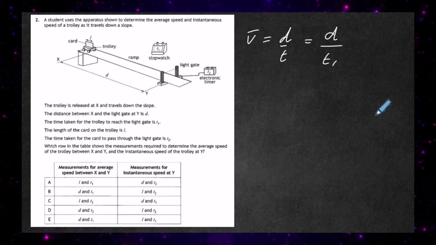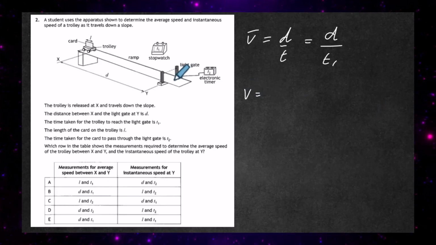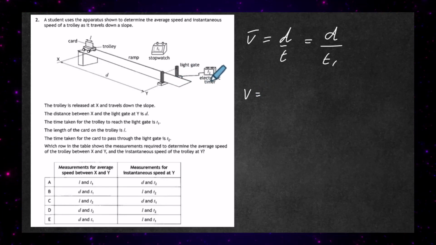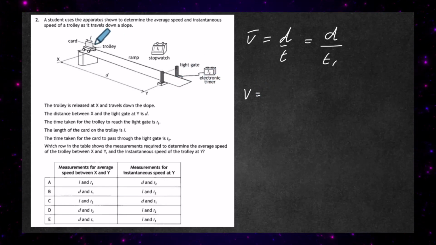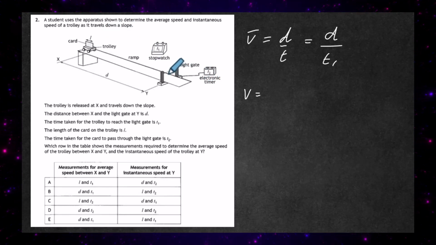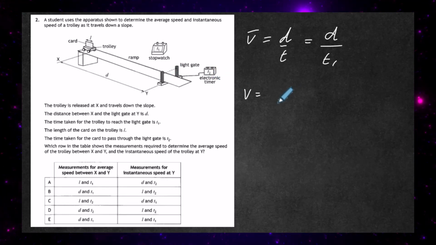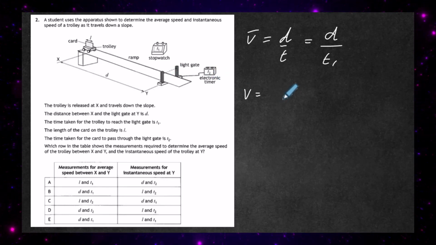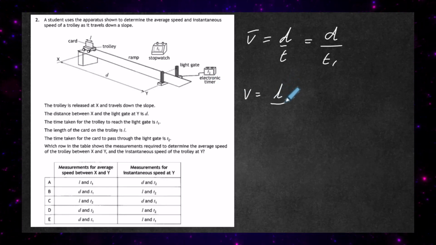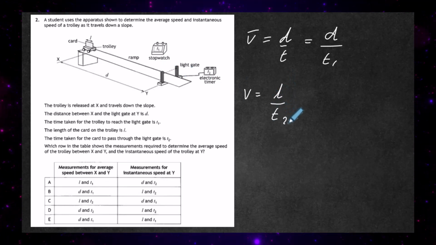If we want to find the instantaneous speed at position Y, then we have to rely on an electronic timer, so it's obviously got to be T2. And we also know that we've got to measure the length of the card, because it's the card that passes through the light gate, which will in fact give us a time on the electronic timer. So the instantaneous speed, as best it can be at position Y, is the length of the card, L, divided by the time it takes to go through the electronic timer, and that is T2.